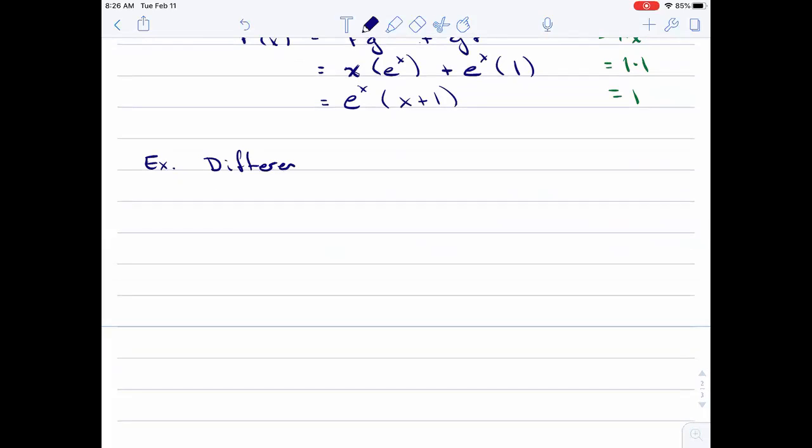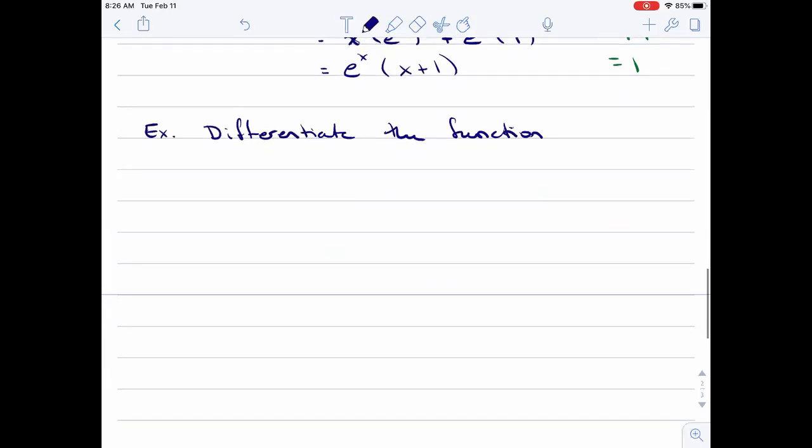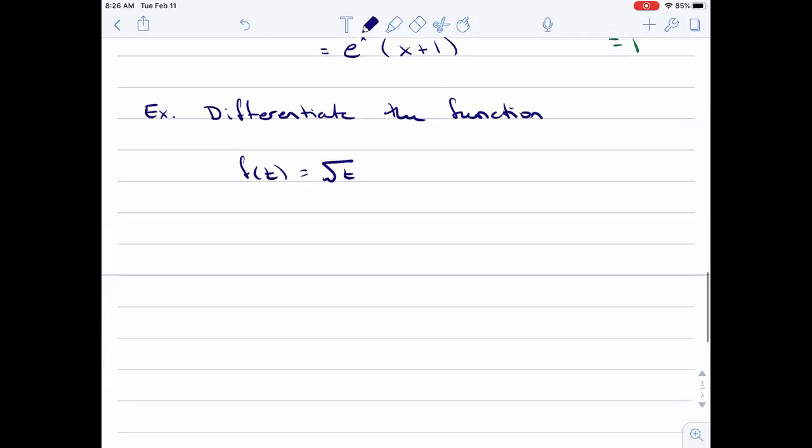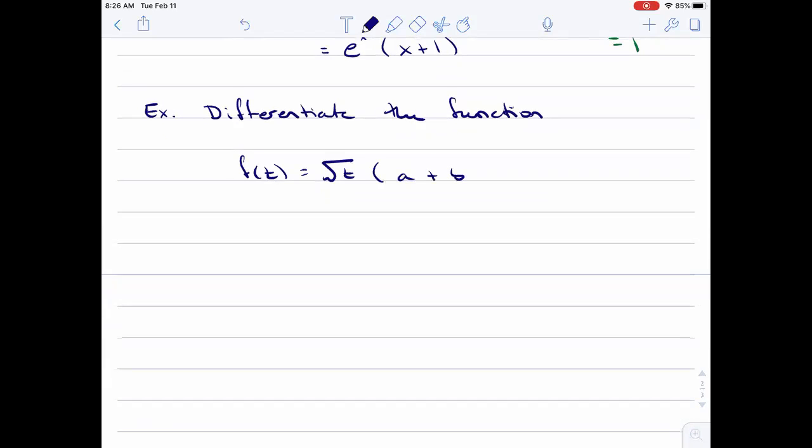So differentiate the function f of t is root t times a plus bt. Now I will highlight that we're not talking about f of x anymore. So now t is our variable in there. So we're going to differentiate with respect to t. So I'll make a note of that here. Oh, I put it on the wrong t here.